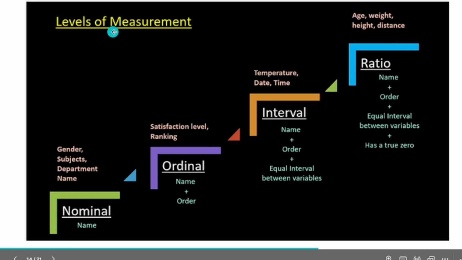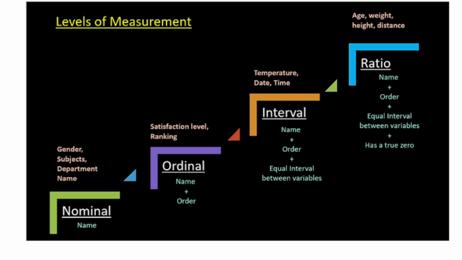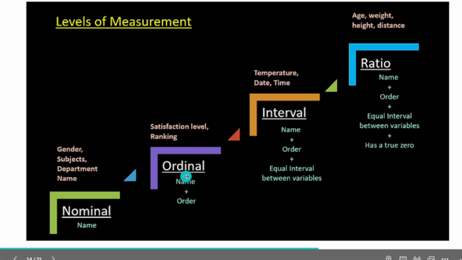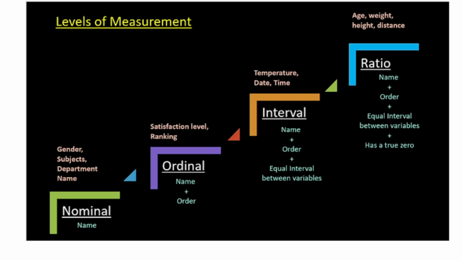Now we will look into the levels of measurement in detail. The nominal data is a name, for example, it represents the gender, subject, department and the name, whereas the ordinal data is like a satisfactory level or the ranking where you follow a particular order.